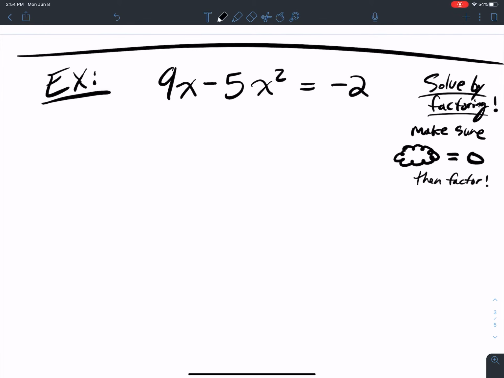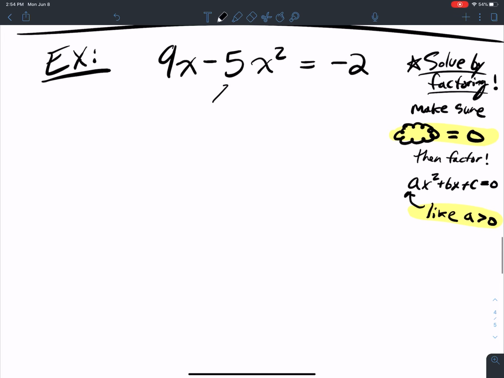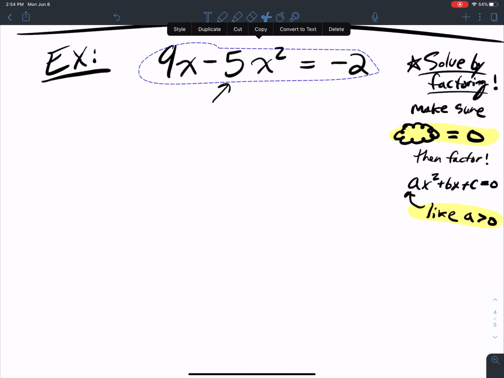Now, I also want to make my a term so that ax squared plus bx plus c equals 0. If I'm dealing with a quadratic equation, I would like a to be positive. Okay? So those are the two things. I want it to be set equal to 0, and I want a to be positive. That's what I want whenever I'm solving by factoring. This is a good habit to get into. Right now, when I look at this problem, a is negative. How do I fix this?